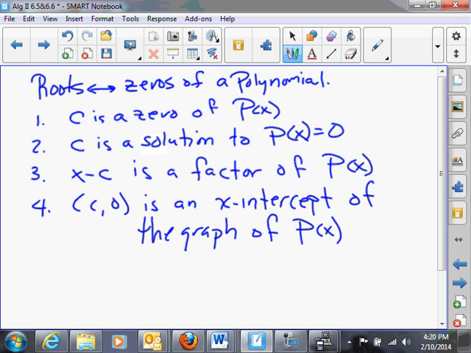There is one little quid pro quo thing here. C has to be a real number for this 4th one to be true. If C was an imaginary number, then it won't be an x-intercept. But other than that, these 4 statements are equivalent. C is a zero of P of X. C is a solution of P of X equals 0. X minus C is a factor of P of X. And C comma 0 is an x-intercept of the graph of P of X, provided that C is real.